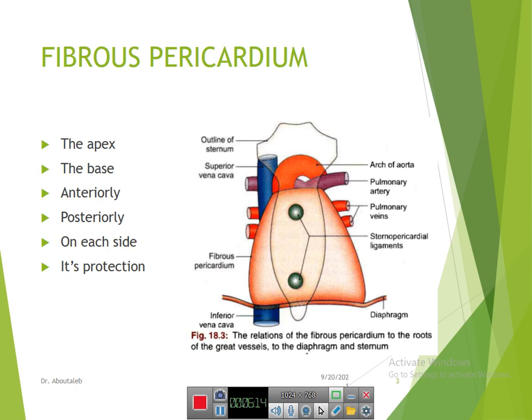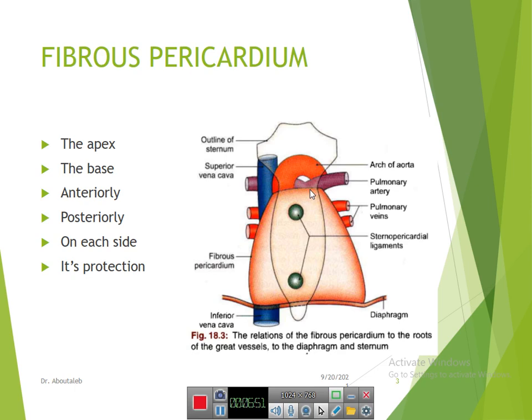The following structures of the fibrous pericardium are noteworthy. Number 1, the apex. Number 2, base. Its anterior, its posterior, and on each side, and its role. What is its role? Yes, it's protection of heart. So the apex is blunt and lies at the level of sternal angle. Here is the apex of fibrous pericardium, behind the sternal angle.